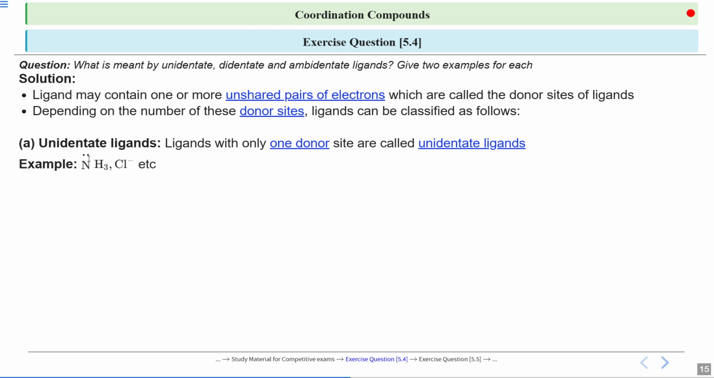For example, ammonia and chloride. In ammonia, nitrogen has a lone pair, and it is only one donor site that is available to contribute in the bond formation with the central metal ion. Similarly, in chloride, we have a negative charge on the chlorine, and the chlorine is going to form the bond with the metal ion. Only one donor atom or one donor site is available, so these ligands are unidentate ligands.